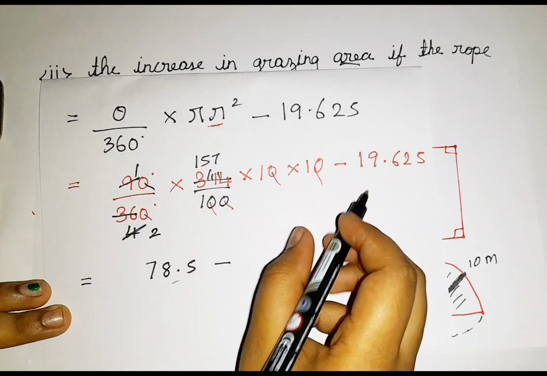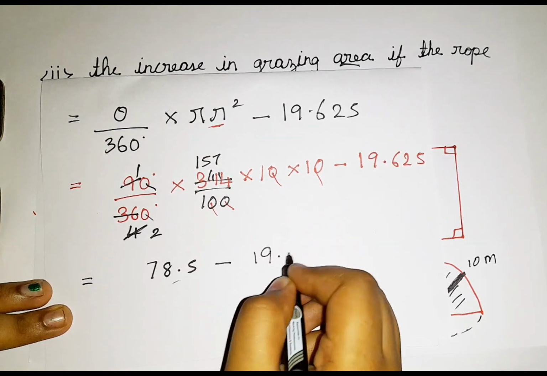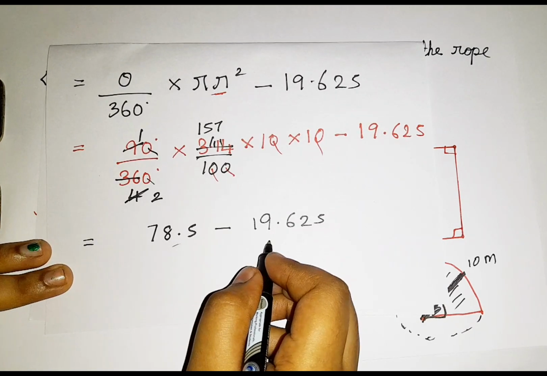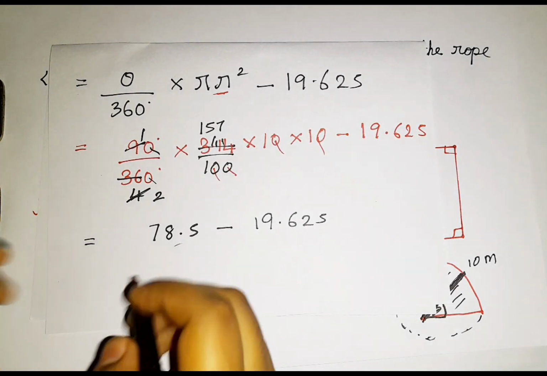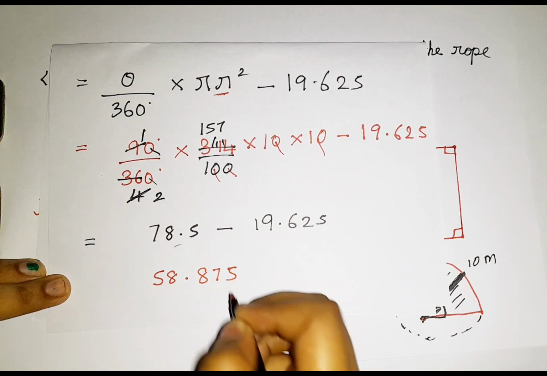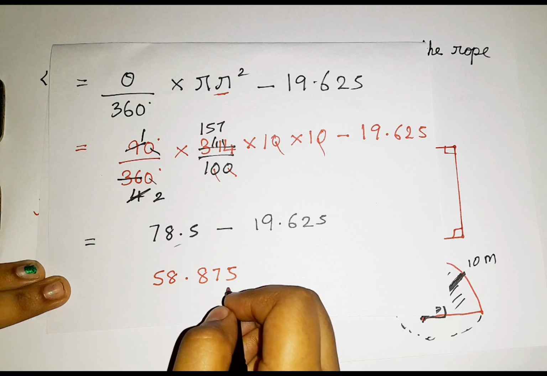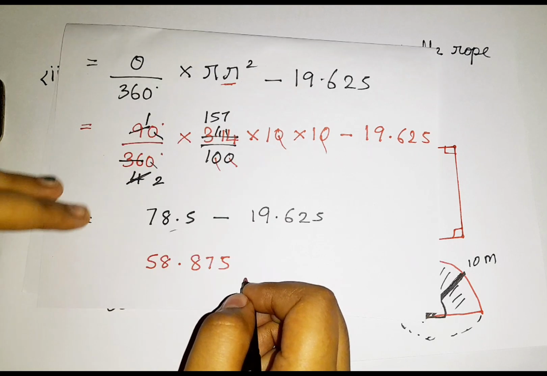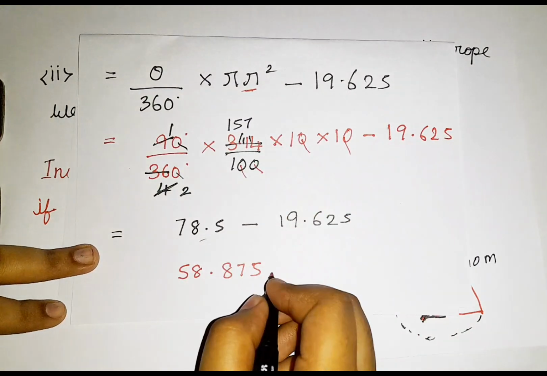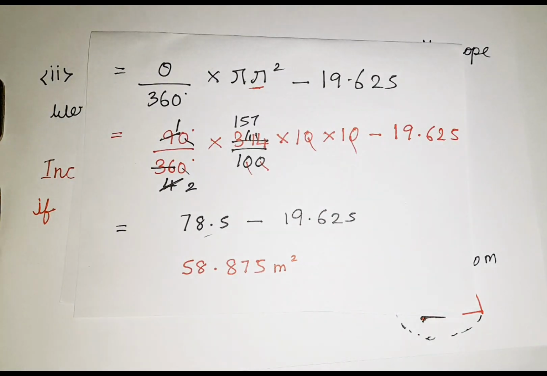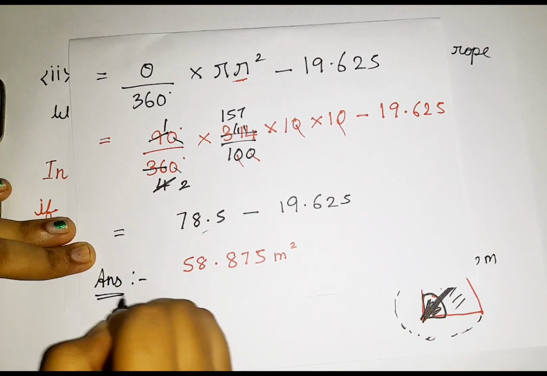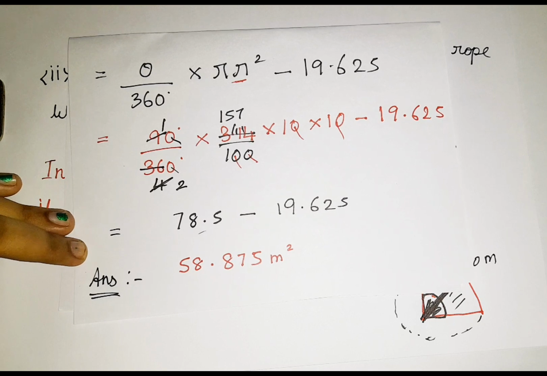And then minus 19.625 as it is. So when I subtract them now, I get 58.875. So is it meter square or centimeter square? Everything, the dimension, is in meter, right? So it is meter square. Okay, then this will be our answer. So this is our final answer.